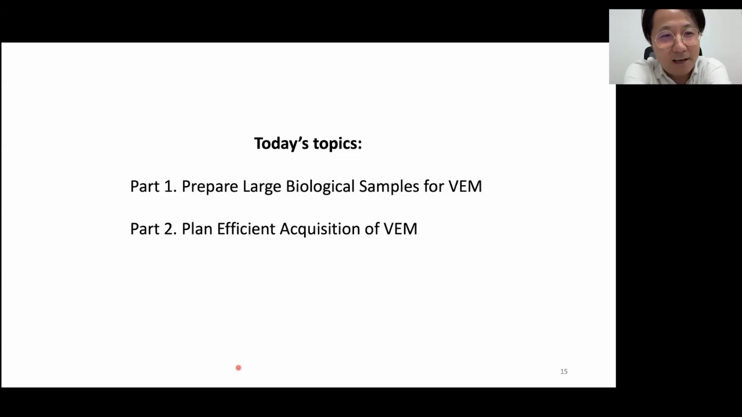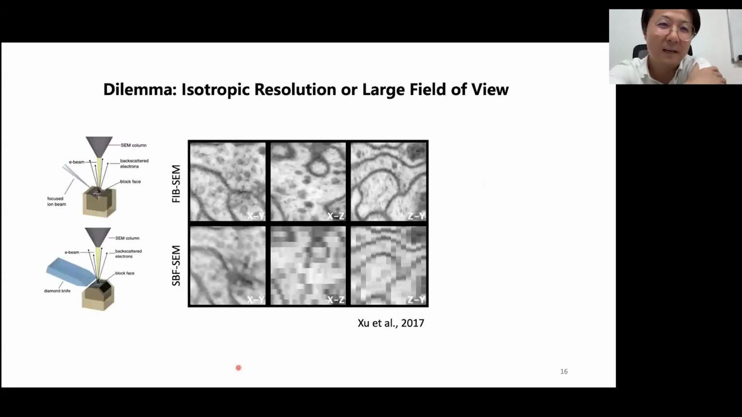And the second part, I was quite excited to share with you. It's plan efficient acquisition of VEM. I think for most VEM users, extremely long data acquisition is a big problem, and also very costly. Okay, the first dilemma we encountered is isotropic resolution and large field of view.